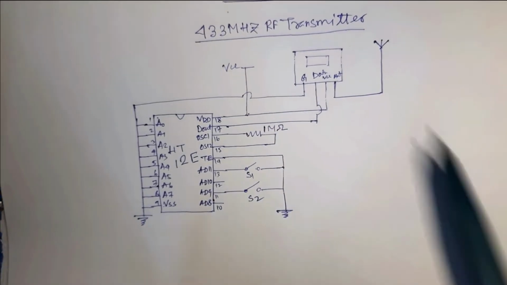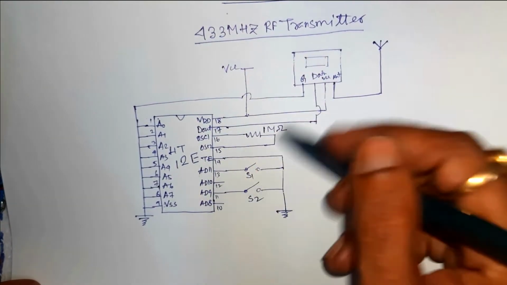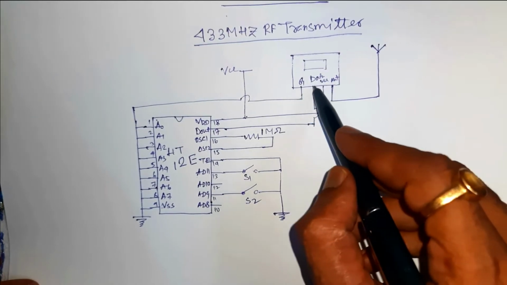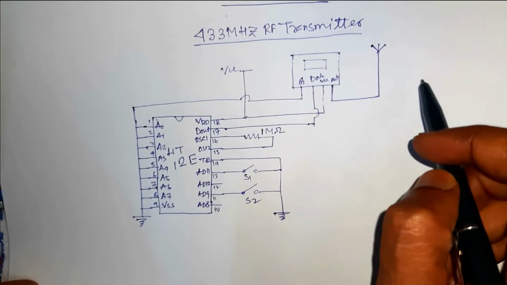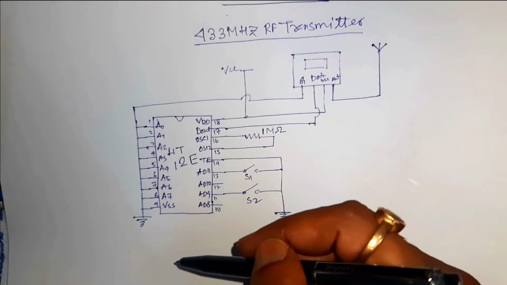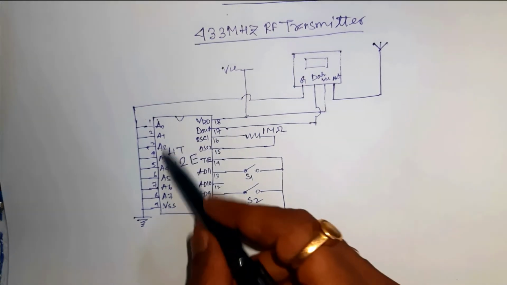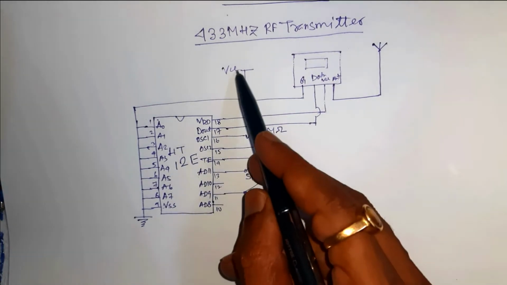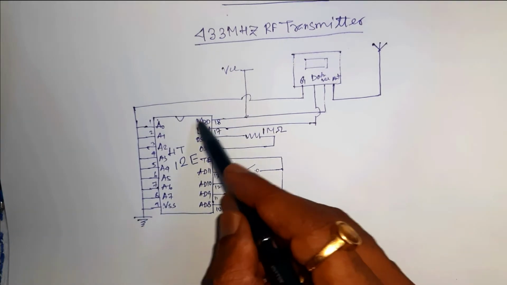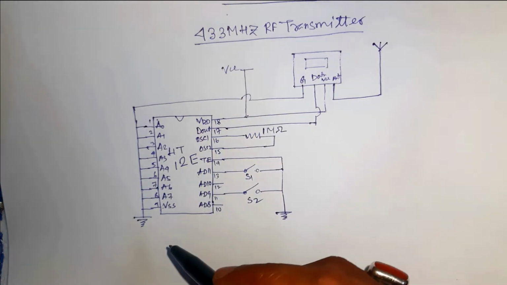So this is the 433 MHz RF transmitter, radio frequency transmitter circuit. This is the transmitter module: ground pin, data and VCC, and antenna. And this is the encoder IC HT12E. The VSS pin of this IC is connected to the power supply ground pin, and the VDD pin of this IC is connected to the power supply positive terminal, that is VCC.